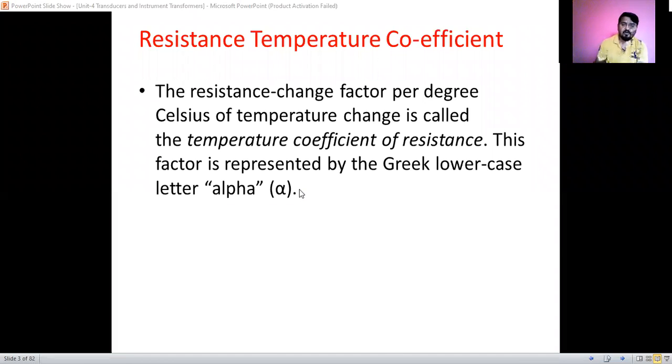Yesterday we have discussed about that one: current lags the voltage, or voltage leads the current. Both are the same only. Like that, temperature coefficient of resistance is the same as resistance temperature coefficient only.